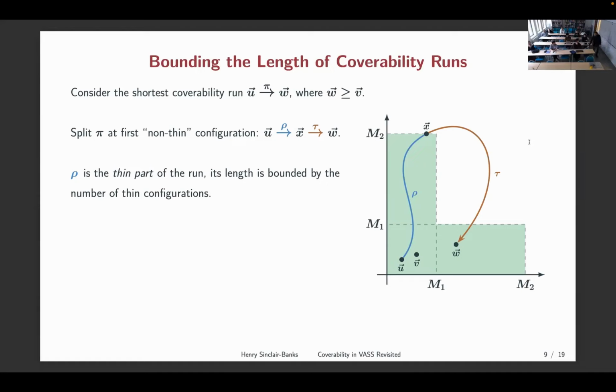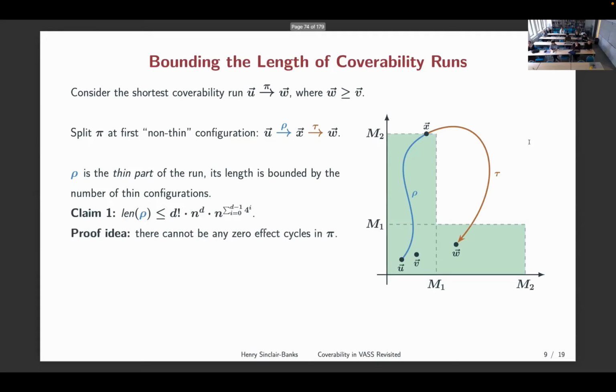The reason for this is, imagine you have a thin run whose length is greater than the number of thin configurations. This thin run has to sit inside the box. If it sees more than the number of thin configurations, it must, by pigeonhole, have seen the same thin configuration twice. And if it sees the same thin configuration twice, then you just have a cycle where your overall effect is 0. You can just cut this out of your run, and you have a shorter run, which would contradict the fact that you started with the shortest run. So indeed, your thin configurations can only wiggle around the box once before leaving. And so this is a bound on rho, the thin part of the run. Indeed, it's going to be less than or equal to that nasty thing that we computed on the previous slide, the number of thin configurations.